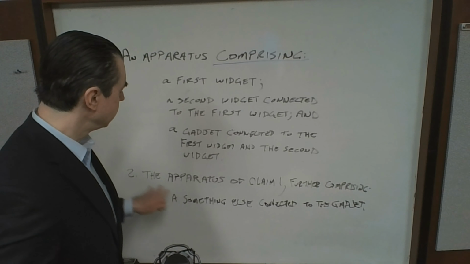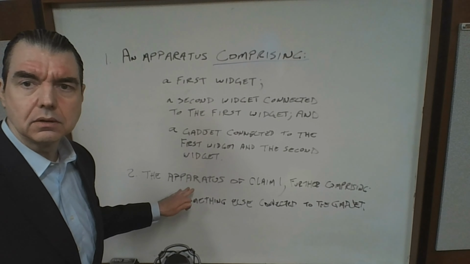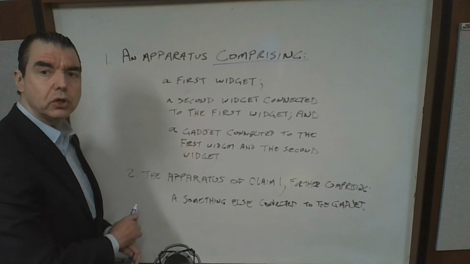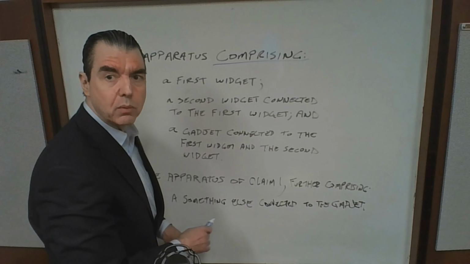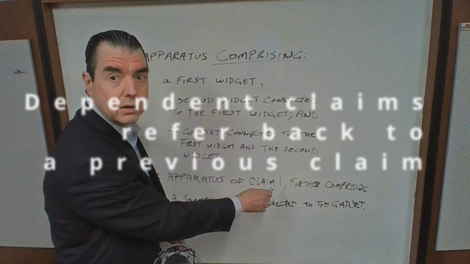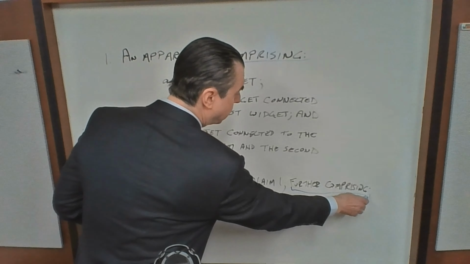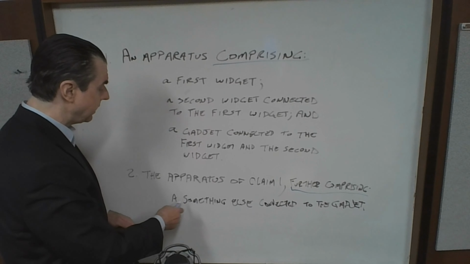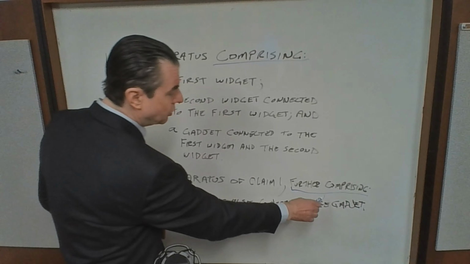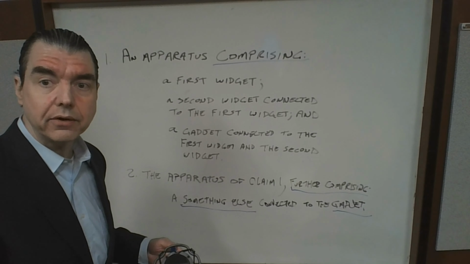A dependent claim, which I have an example of below it, adds something to the independent claim. So in this case, my example is claim 2, which is the apparatus of claim 1, so it refers back to the independent claim. The apparatus of claim 1, and then the transitional phrase is different because now instead of comprising, it's further comprising, so it's adding something. And in this case, it's adding something else connected to the gadget.